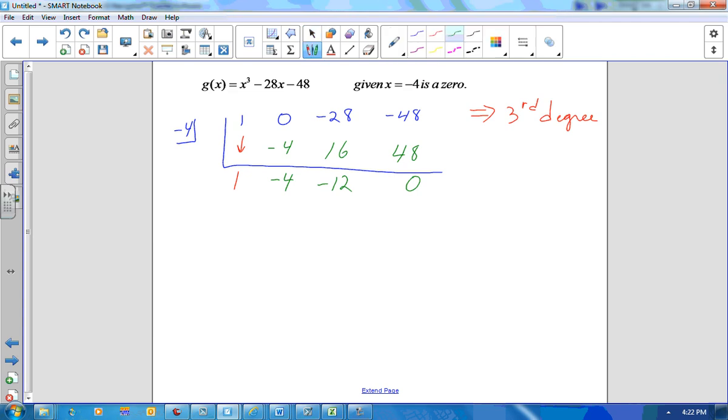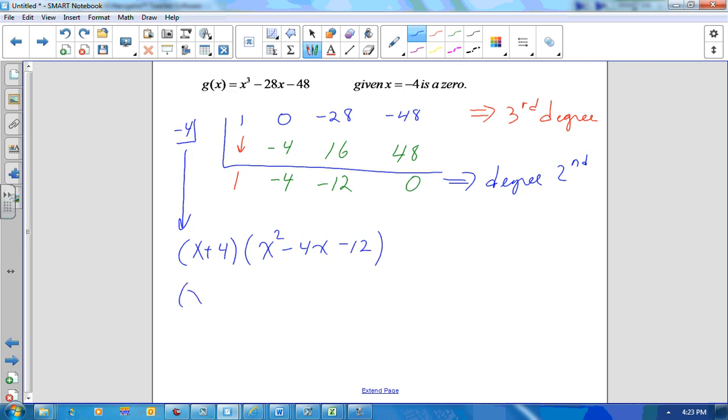All right, so now this reduced polynomial has degree 2. So now I can write my factors. This gives me a linear factor of x plus 4. If -4 is a 0, then x plus 4 is a factor. And here I end up with 1x squared minus 4x minus 12. And so I've got a quadratic here to factor. So let me bring down my linear factor.